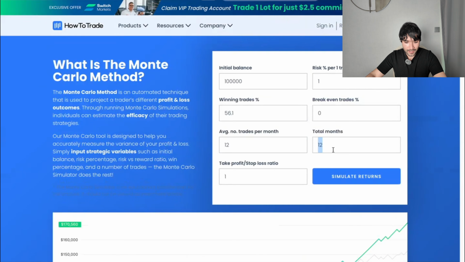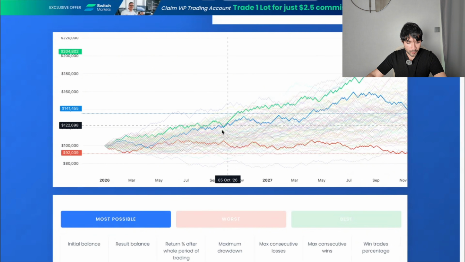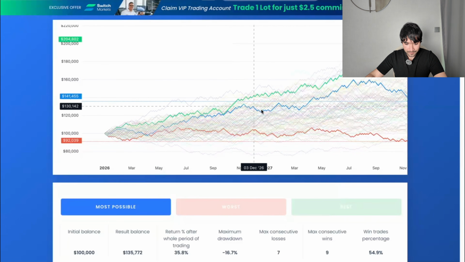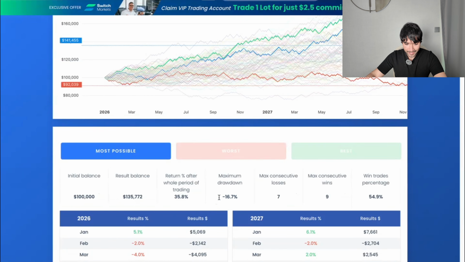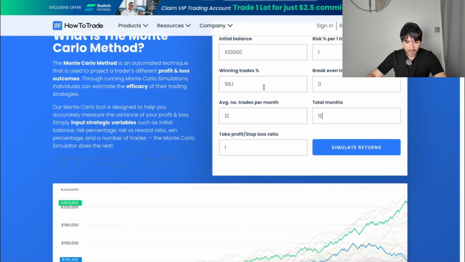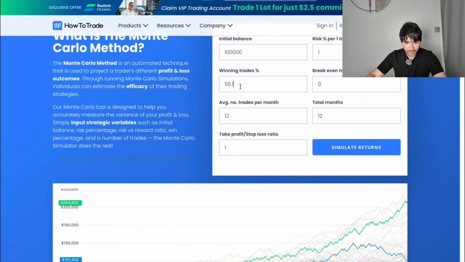So let's go ahead and double the total months. And we can see here, we have now about 41% growth on the most possible outcome. And this is with 1 R management. And keep in mind a 16% max drawdown. So what we'll do now is we'll come back, we'll change this back to 12 months, and we'll do the data with now the 1.5 R win rate at 46.5%.